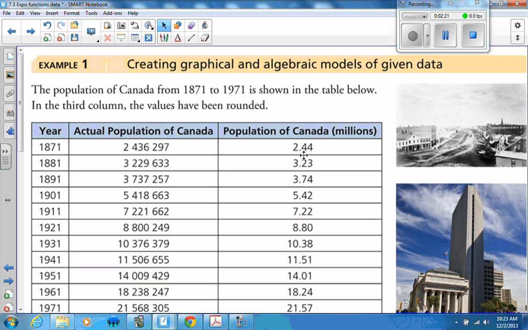So what you need to do in this question, because it doesn't work if you put in the years, is you need to number them as 1, 2, 3, etc. In 1871, this will be your first time period. 1881 will be your second, 91 will be your third, fourth, fifth, sixth, seventh, eighth, ninth, 10th, and 11th. Okay, so you're going to enter that in the graphing calculator with your population.